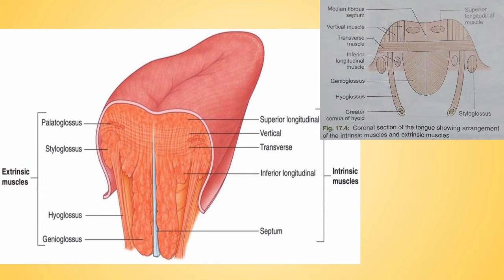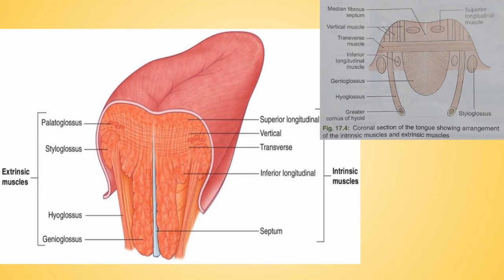Now a middle fibrous septum divides the tongue into right and left halves. Now each half actually contains 4 intrinsic and 4 extrinsic muscles. Now first we will talk about the intrinsic muscles. Now the intrinsic muscles actually occupy the upper part of the tongue and are attached to the submucous fibrous layer and to the median fibrous septum. They alter the shape of the tongue.